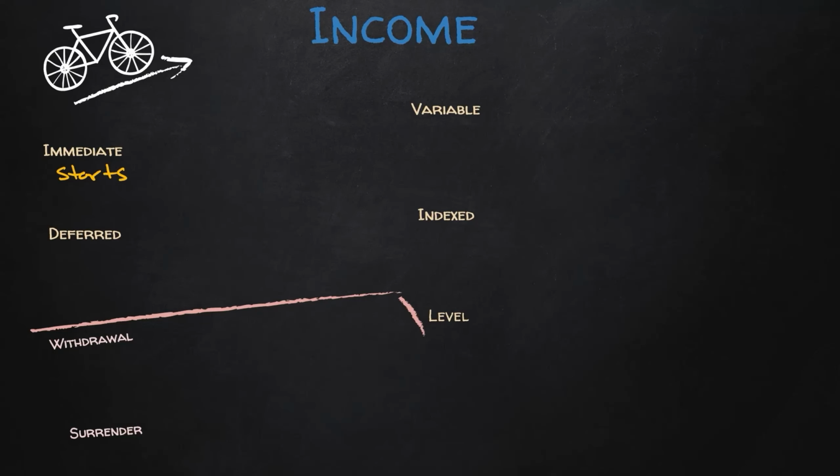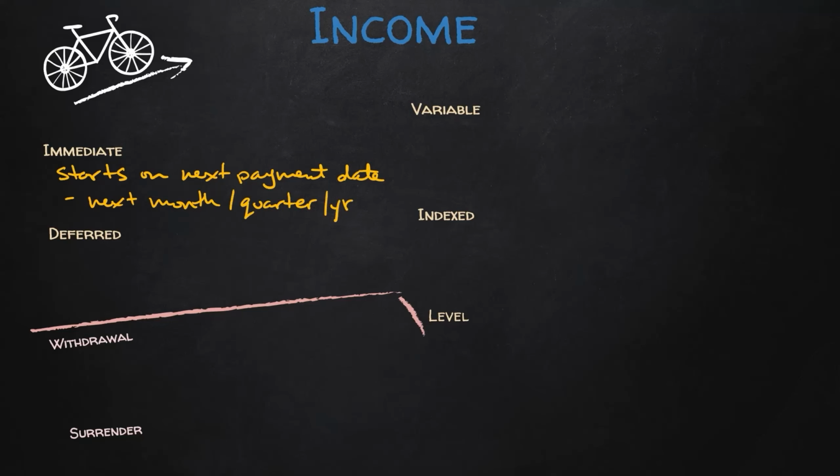And income. So there are a few different ways that you can receive income from an annuity. The two primary ways are either immediately or deferred. In an immediate income situation, the income starts on the next payment date from the contract, whether that's the following month, 3 months (quarterly), semi-annually, or in a year. That date is counted from the time the contract is signed.